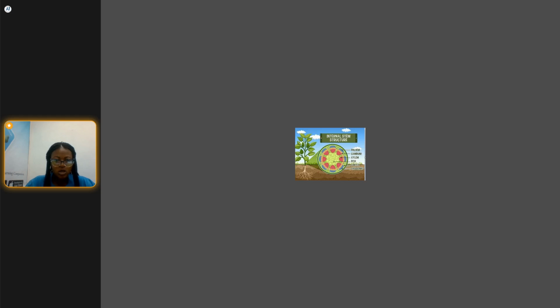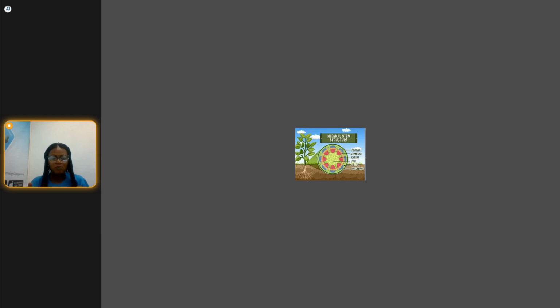All right. So we are going to be starting from the first layer. As you can see, the internal structure of stem. So we are going to be starting from the first layer. What is the function of stem? I explained earlier that the roots help to absorb water and nutrients from the ground to the parts of the body. So what is the function of the stem?